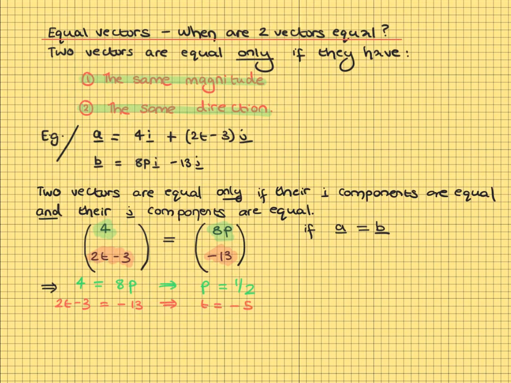So if p equals a half and t equals negative 5, then vectors A and B are equal to each other. Another way of phrasing this question might be, if A and B are equal to each other, find the values of t and p, which is what we've done.